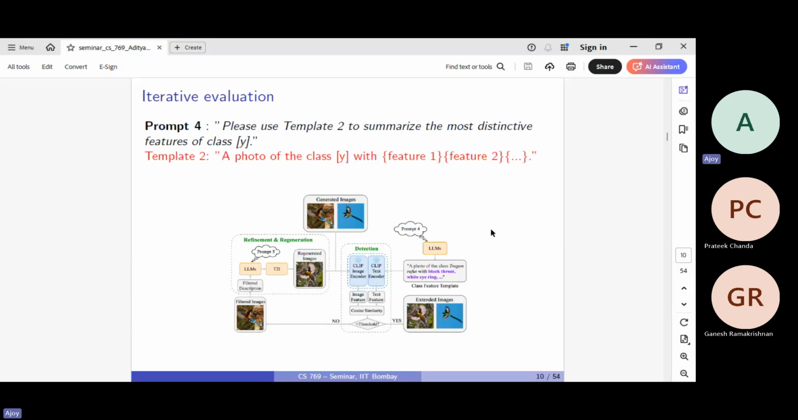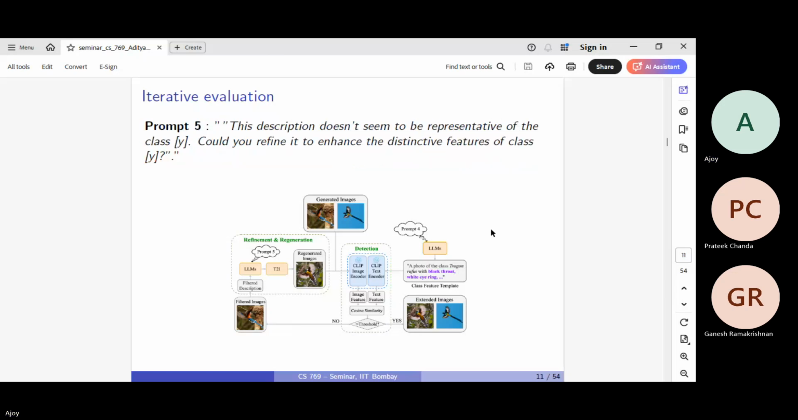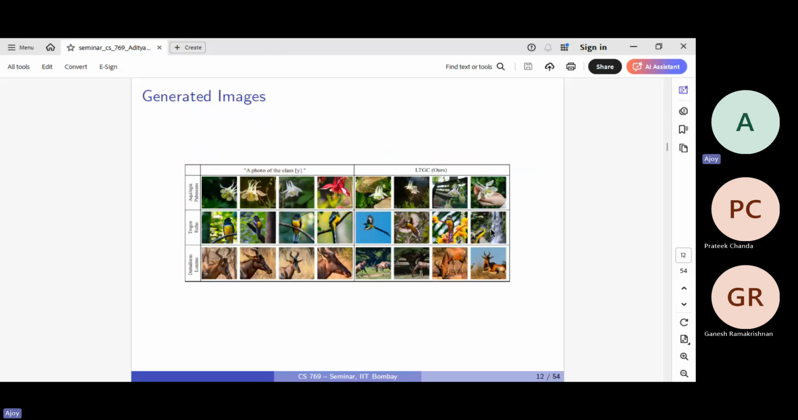In this, they have used iterative evaluation. Using this prompt 4, the image they have generated and the features they had are fed to the LLM. Finally, they used the CLIP image encoder for the images and the text encoder for the textual features, and calculated the cosine similarity. If it is greater than a particular threshold, then it is used in the extended dataset. Otherwise, they refine it using prompt 5 and regenerate the image, and this process goes again.